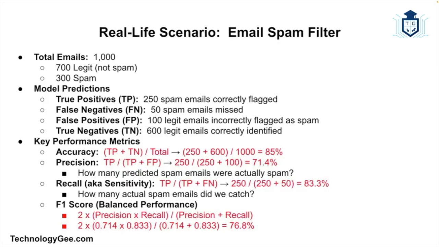That will be a true negative. And once you go through and do all of your calculations, you'll see that your accuracy rate was 85%, your precision rate was 71.4%, your recall rate was 83.3%, and your F1 score was 76.8%. So basically, when it comes to all of this, you get a full performance picture and not just a flashy 85% accuracy headline that you could use to sell your email spam filter product.